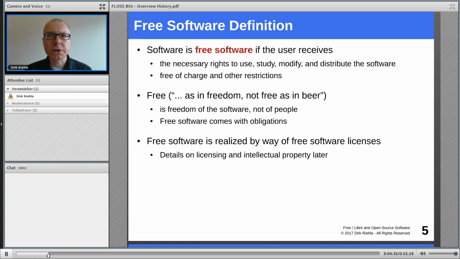The initially mentioned free software is software. So free software is just software. It becomes free software if it fulfills the four freedoms as defined by Richard Stallman, to be discussed later, meaning you as the user receive with the software the rights to use, study, modify, and distribute the software free of charge, or any other restrictions. It's been popularly coined using the phrase, we are talking about free as in freedom to do things and not as in free beer, meaning free of charge only. So it's a freedom actually of the software, as we will see by way of the so-called copyleft license category. It's a freedom of software, not so much of people. Free software certainly comes with obligations to fulfill, as we will see.